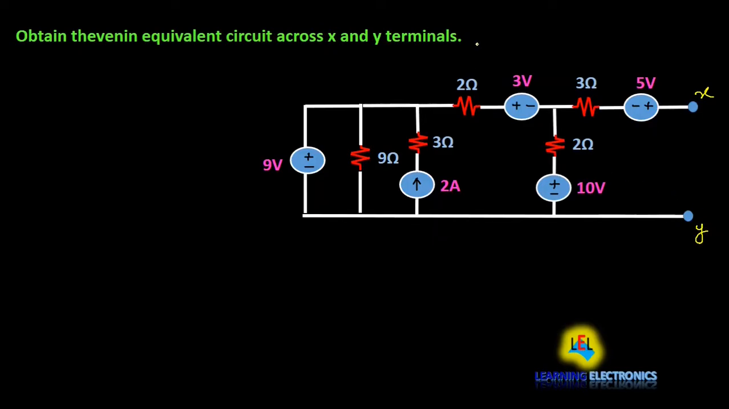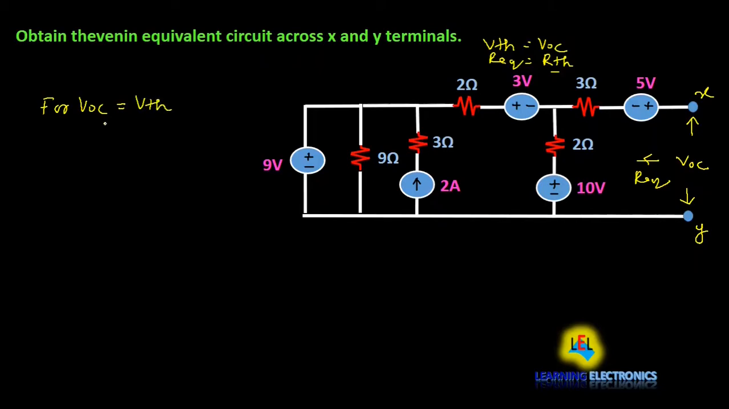First we have to find out the Thevenin voltage VTH, which is equal to the open circuit voltage across these open terminals. So let the voltage across X and Y terminals be VOC. Then we have to find out the equivalent resistance of this circuit looking into the open terminals, that is R equivalent, which is equal to Thevenin resistance RTH. Then we have to draw the Thevenin equivalent circuit by placing Thevenin voltage VTH in series with the Thevenin resistance RTH. Okay. So first we will find out the open circuit voltage VOC, which is equal to Thevenin voltage VTH.